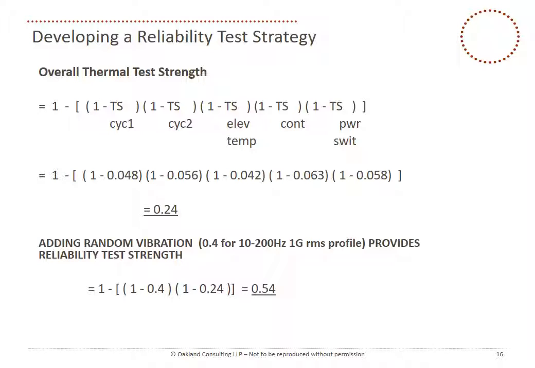If we wanted to add random vibration, if the test strength was 40%, then again we apply the same probability law. The probability of not finding a defect at random vibration is 1 minus 0.4, or 0.6, multiplied by 1 minus 0.24, i.e. the probability of not finding a defect with all the thermal work, and therefore we then increase that to 0.54, so we take it up to 50%. Much better, but clearly the profile they're using needs a lot of focus and improvement if they're going to be successful in stimulating the first 30-day period defects.